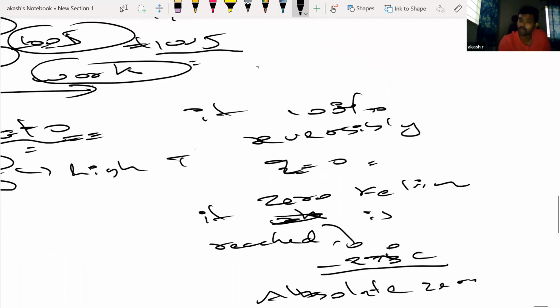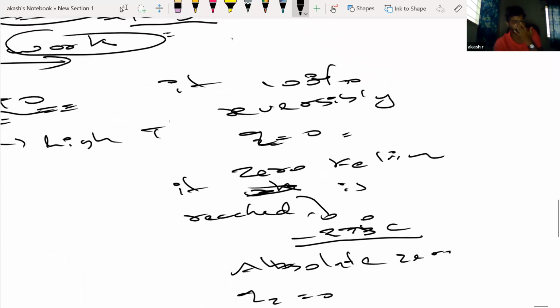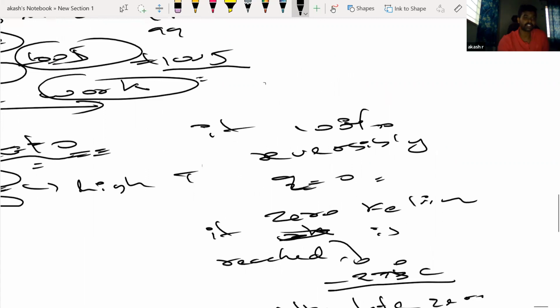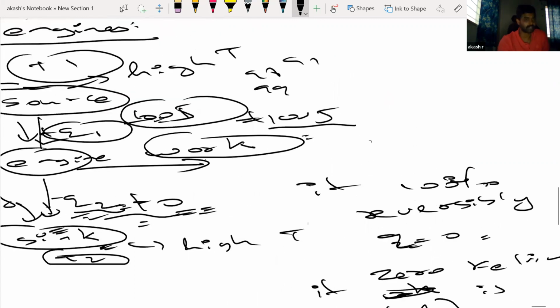Or if you can make the engine work at 0 Kelvin, then again, you can have Q2 becoming 0. But again, that is not possible. I told you that is another form of the second law: 0 Kelvin cannot be reached, right? So this is what you have to understand about the second law of thermodynamics.